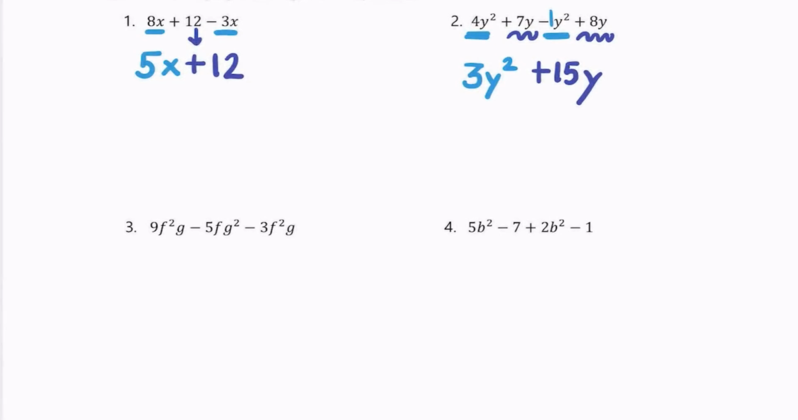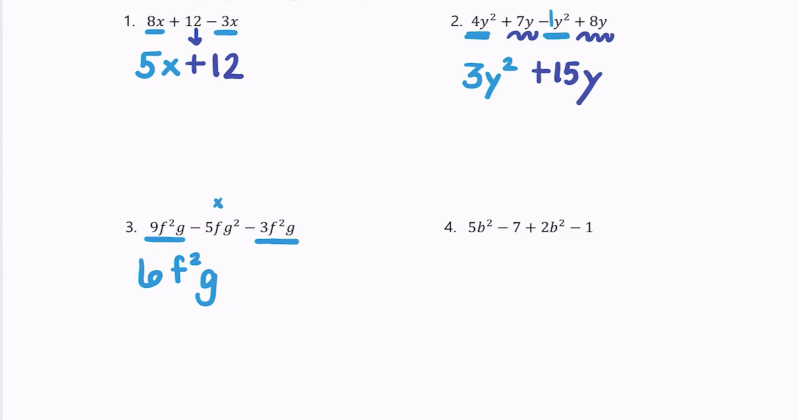For number 3, we have a little bit of matching here. So we see an f squared g. I'm going to look and see if any other term has f to the second, g to the first. This one does not, and this one does. So those are like terms. So we're going to do 9 minus 3, which will give us 6, and then we're going to attach those variables, f squared g.